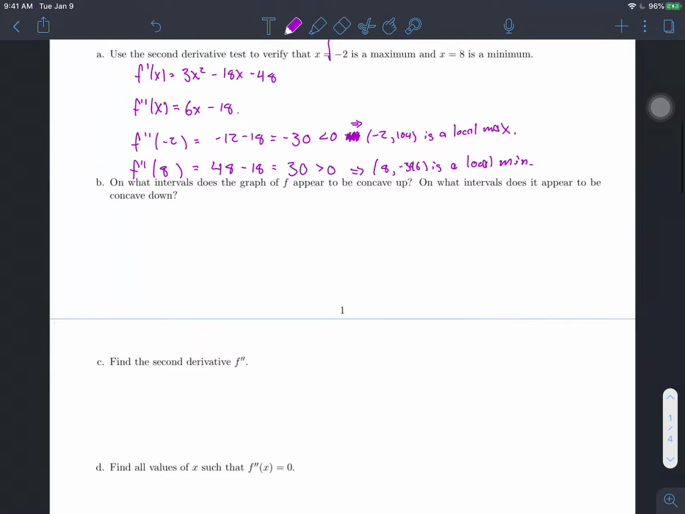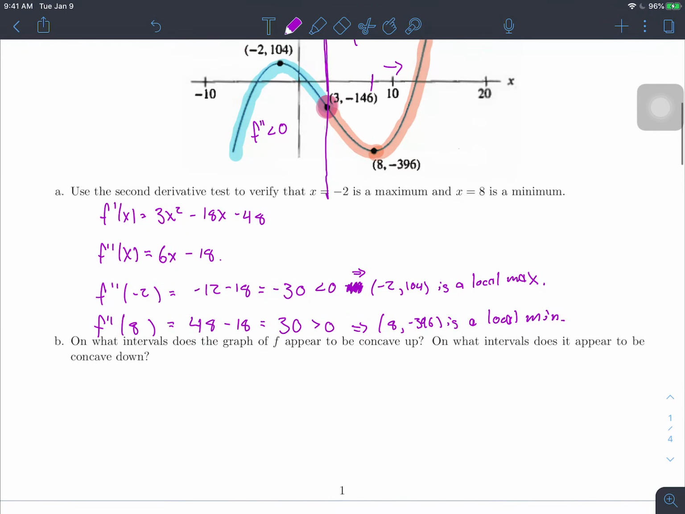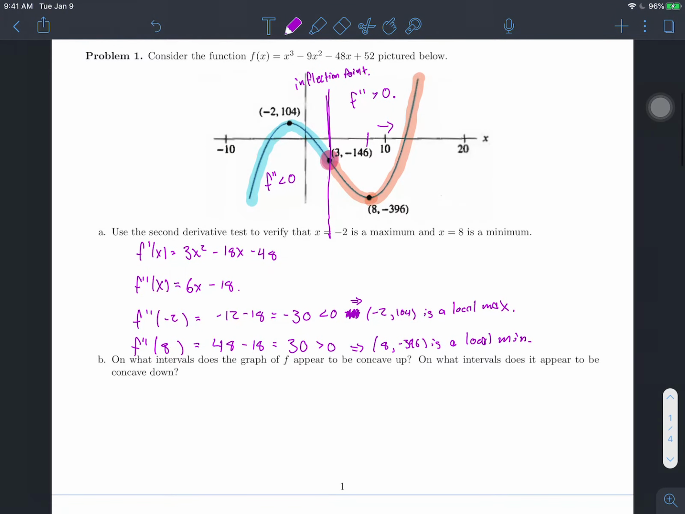All right. So on what intervals does the graph of f appear to be concave up? Well, we could write this interval as, so concave up, our interval is going to be 3, comma, I don't know, infinity maybe. Concave down might be like negative infinity, comma, 2.